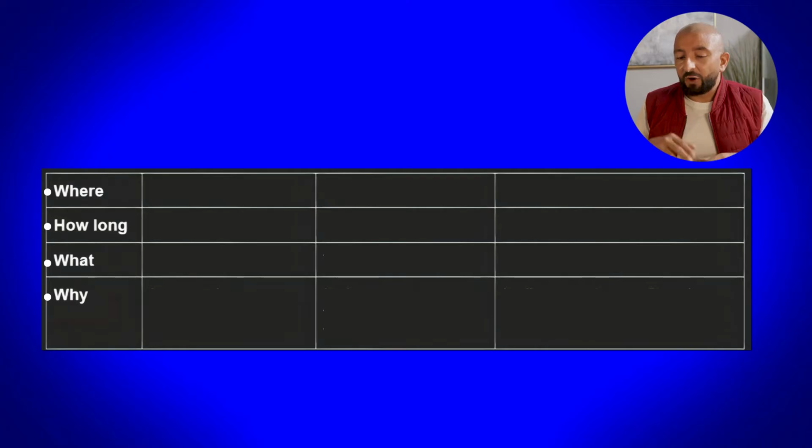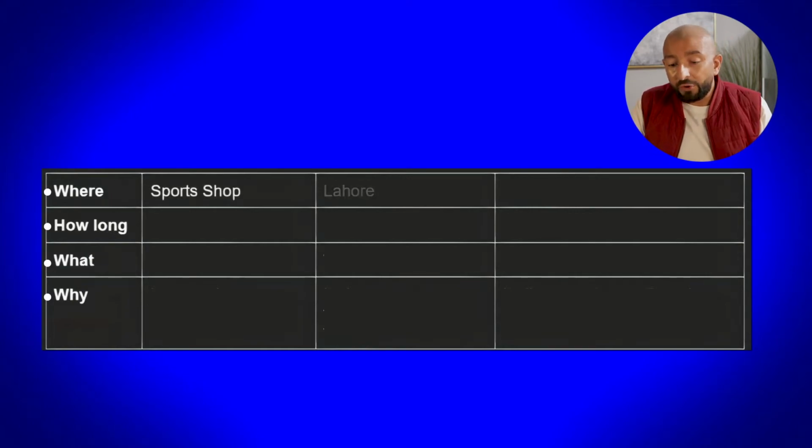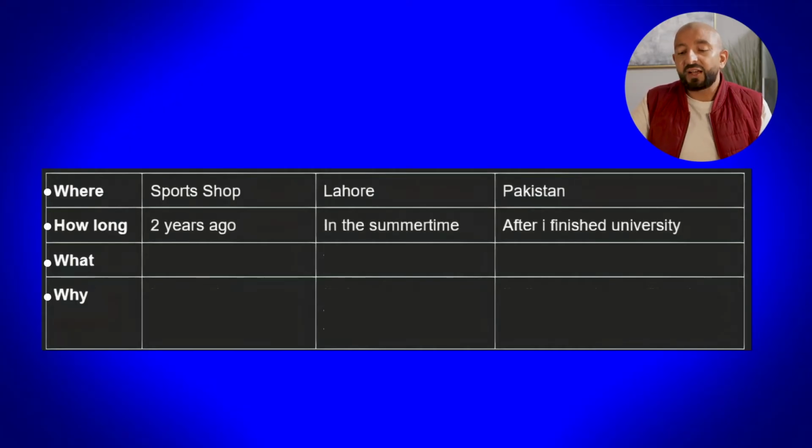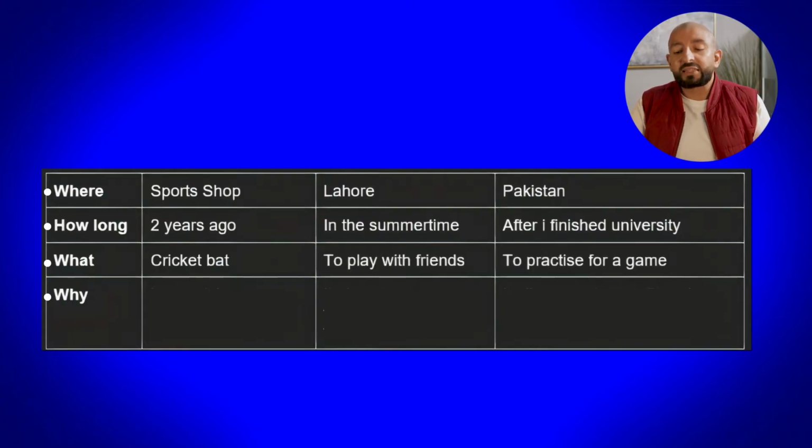So here is an example of what that might look like. The first question is where. Let's give 3 possible answers. We will start off very specific, and then we will broaden it out. So for where, we can write sports shop, and then Lahore, and then Pakistan. For the second question, how long, you can say 2 years ago, in the summertime, after I finished university. The third question, what, you can say cricket bat, to play with friends, and to practice for a game.